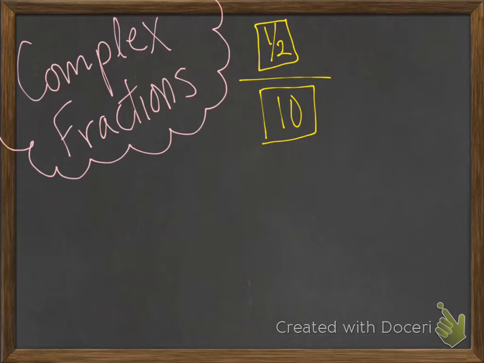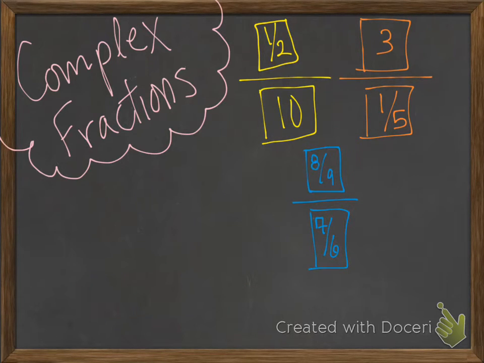So an example would be having a fraction in your numerator and a whole number in your denominator, so like 1/2 over 10. Or a whole number in your numerator and a fraction in your denominator, so like 3 over 1/5. Or a fraction in the numerator and the denominator, so like 8 over 9 over 7 over 6. They're just ugly fractions. They're really hard to work with, and we need to know how to simplify them.